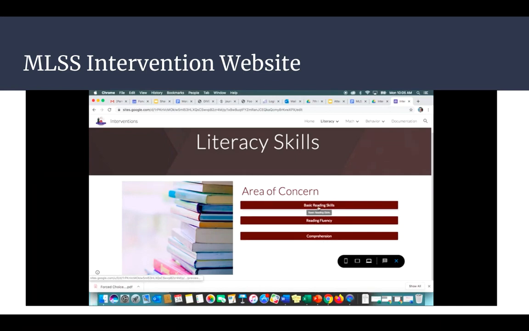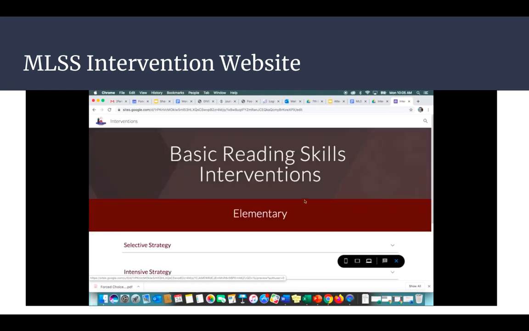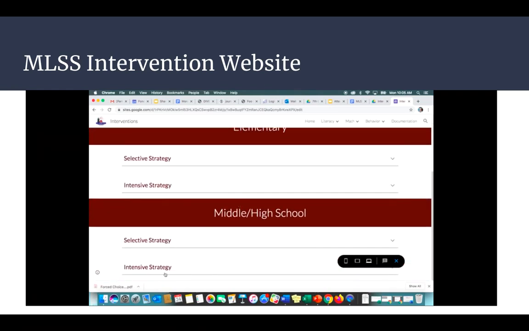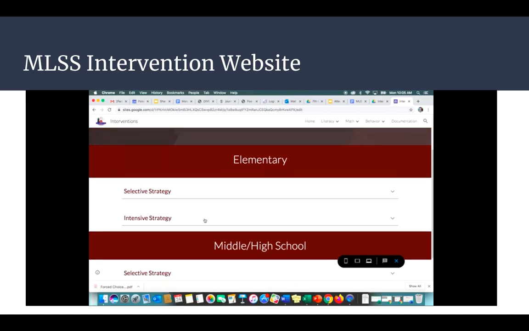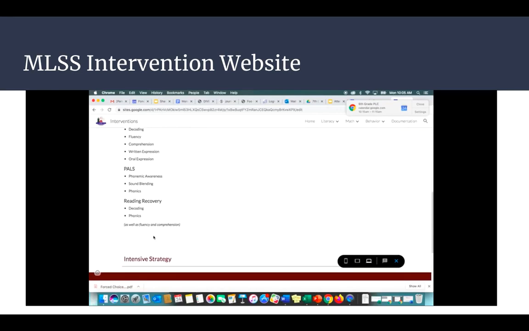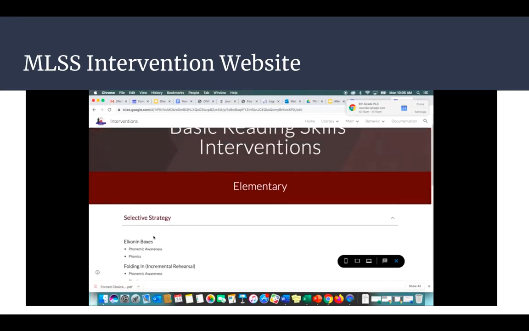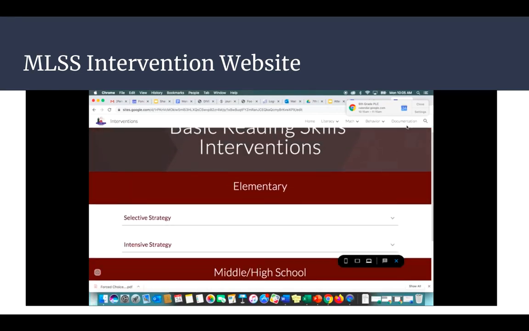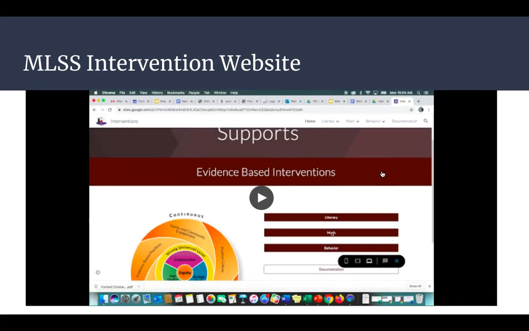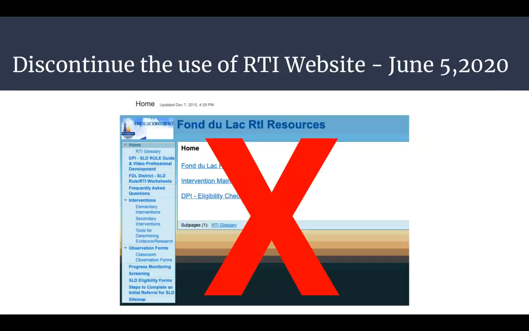So we developed this website as a place to store all of our interventions we will eventually be using in the Fond du Lac School District. It will have the steps of each intervention linked to it, along with the skills each intervention targets, so that it will be a one-stop shop to help the team determine how to move forward. The website also separates the selective and intensive interventions into elementary and middle school, high school.